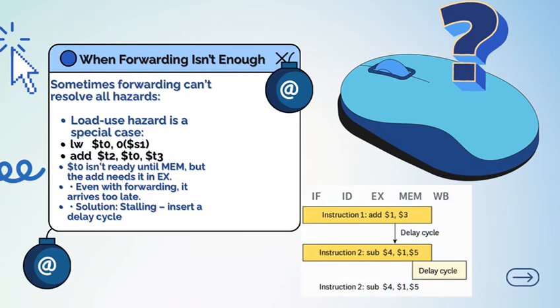Sometimes forwarding can't resolve all hazards. Load-use hazard is a special case. See code here. t0 isn't ready until MEM, but the add needs it in EX. Even with forwarding, it arrives too late. Solution: stalling, insert a delay cycle.